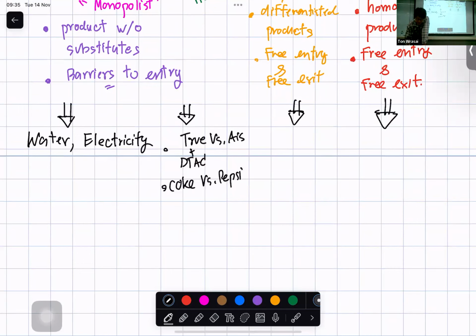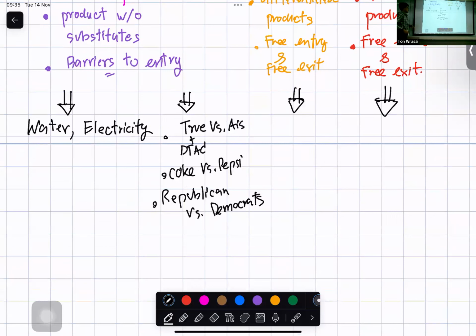We look at competition in politics between Republican and Democrat. For monopolistic competition, we look at consumer products. For something close to perfect competition, we look at agricultural products.